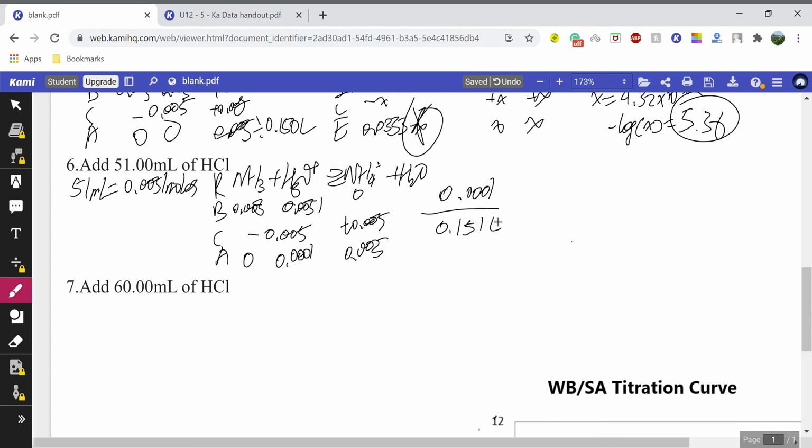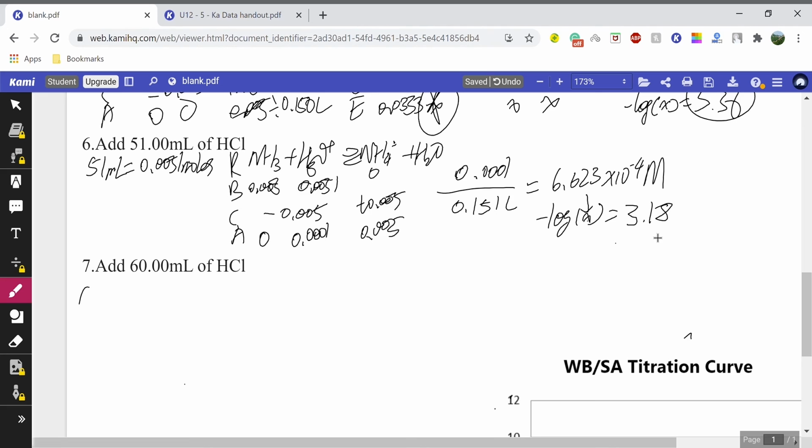0.0001 divided by 0.151 will give you 6.623 times 10 to the negative 4th molar. Now this is the concentration of H3O plus, so we can take the negative log of that, which forms a pH of 3.178, which will be 3.18.